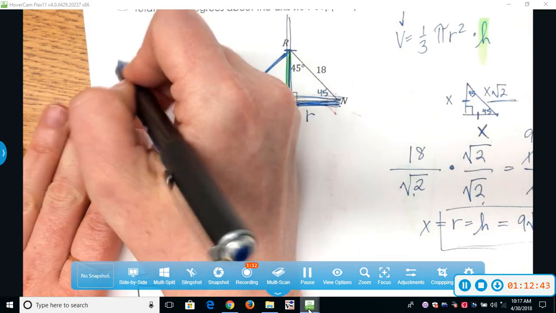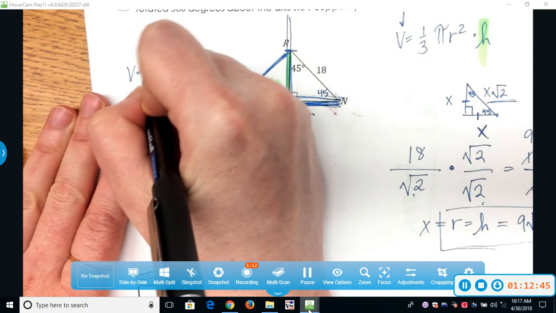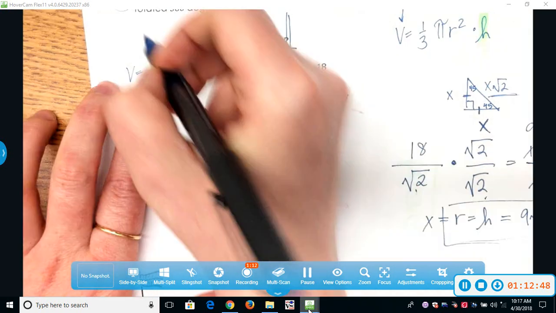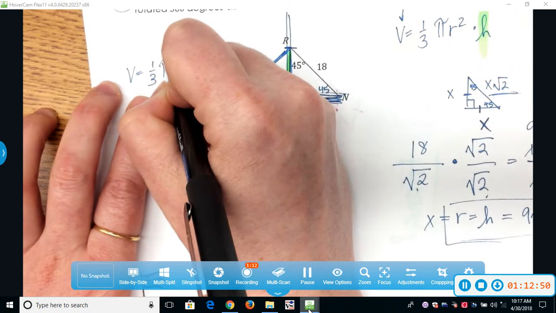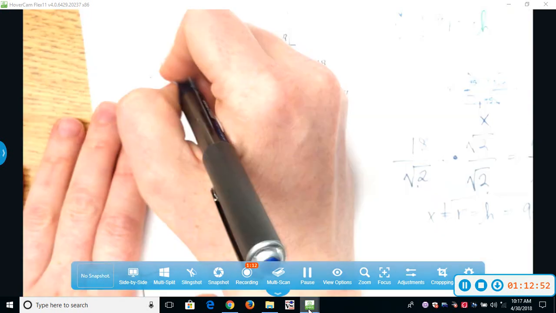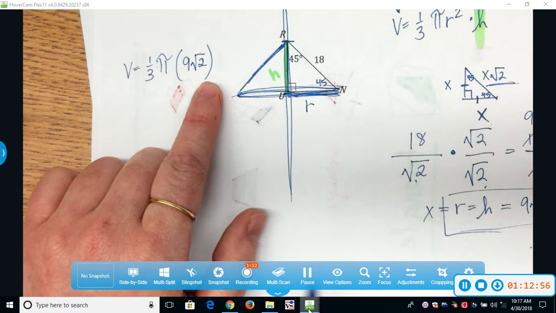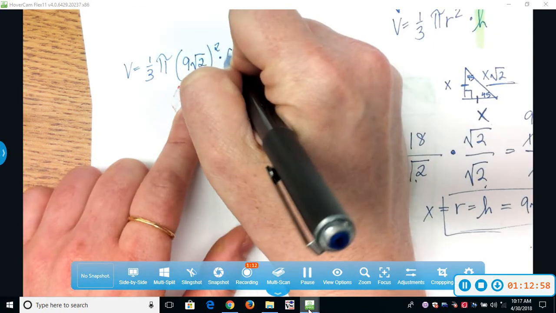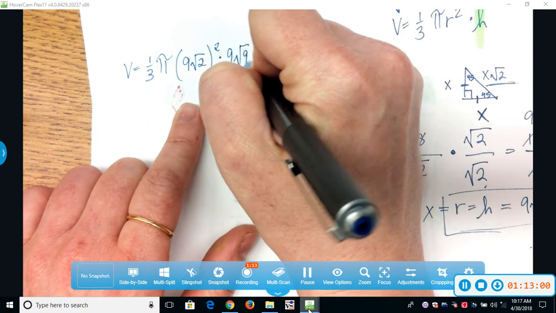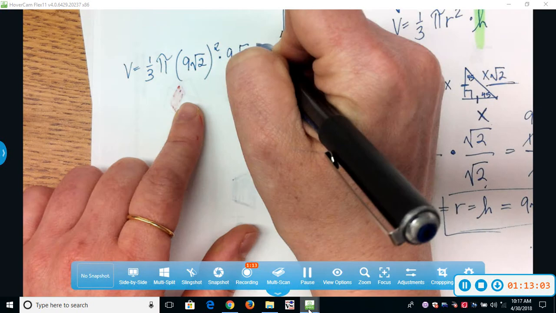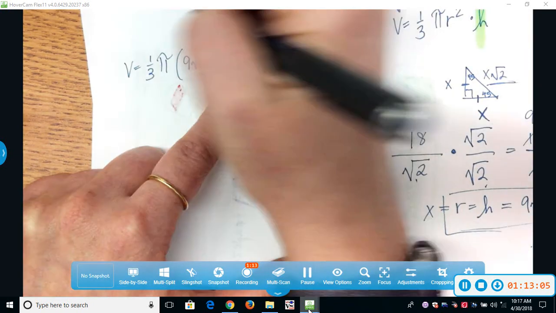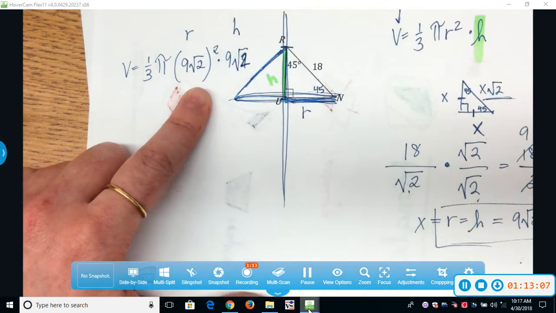So let's do that on this side. My volume, it's a cone, so it gets skinnier, so that's why that 1/3's there. Pi is just a number. Radius is 9 times the square root of 2. I square that. And I'm going to go ahead and write another 9 times the square root of 2 because that's the height. This is the height. This is the radius.